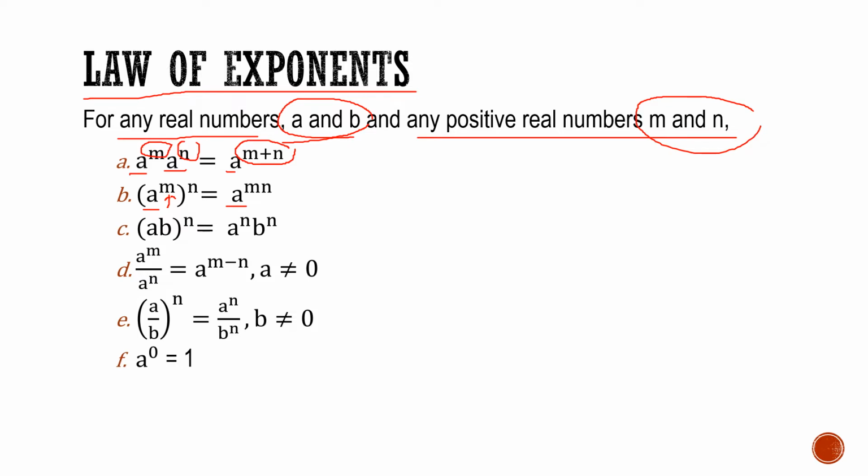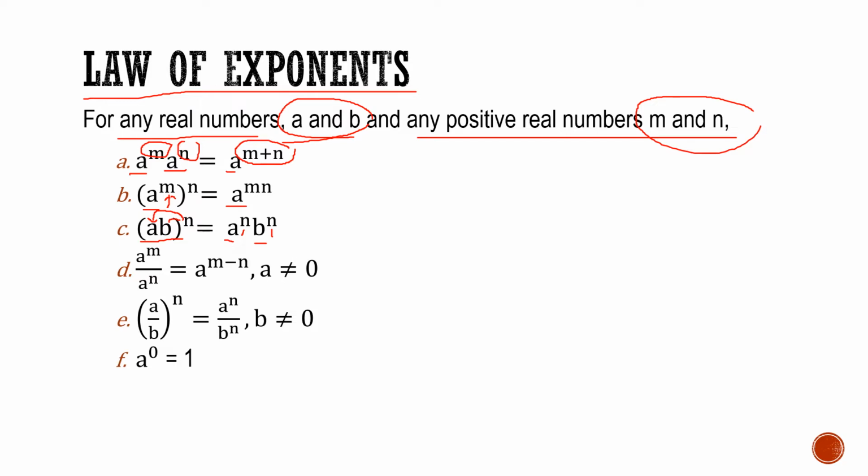Now, for letter C, a times b, so there are two bases here, which are your a and b. If we're going to simplify this one, we simply distribute this n as your exponent to your a and b. So it becomes a raised to n and b raised to n. That's how we apply your third law of exponents.